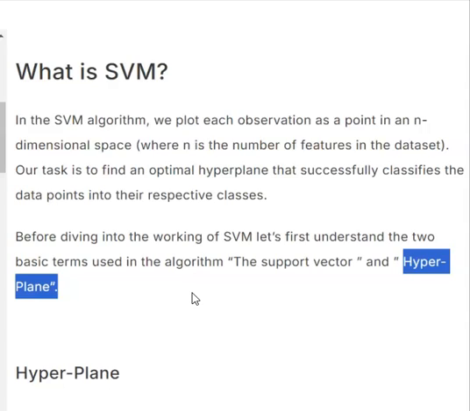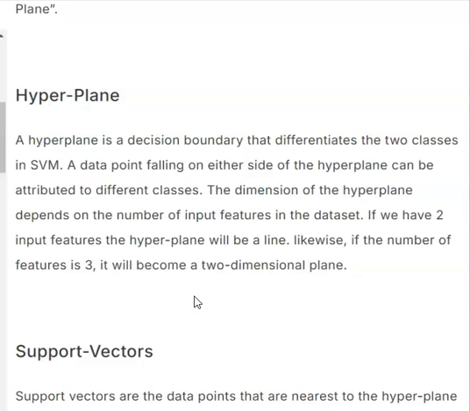So how does SVM work? SVM's job is to find the best fit line, or I can say boundary, that basically separates the two different groups of data. But it will not stop over there. Instead, it looks for the line that gives more space between itself and the nearest data points. I will explain that. So what is a hyperplane? A hyperplane is a decision boundary that differentiates the two classes in SVM.